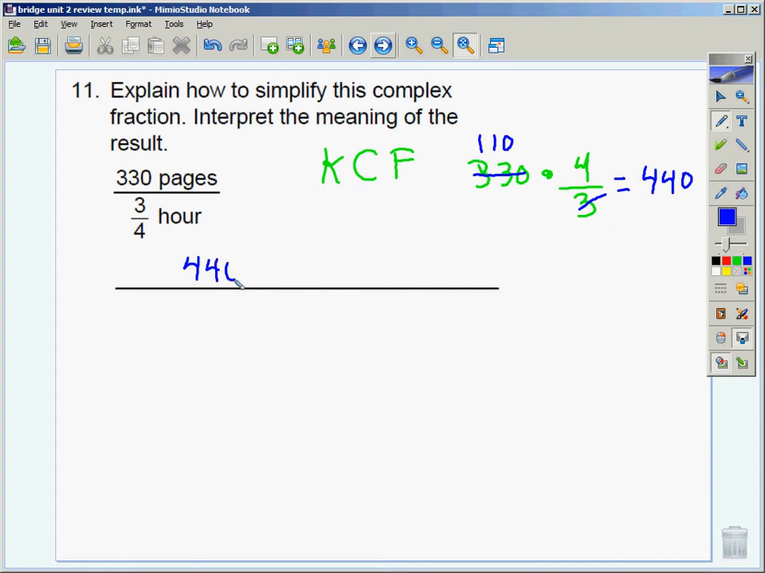They did ask me to do one more thing. Interpret the meaning of the results. What does the 440 represent? Pages per hour. It represents the number of pages that I can read in 1 hour. It's a unit rate.